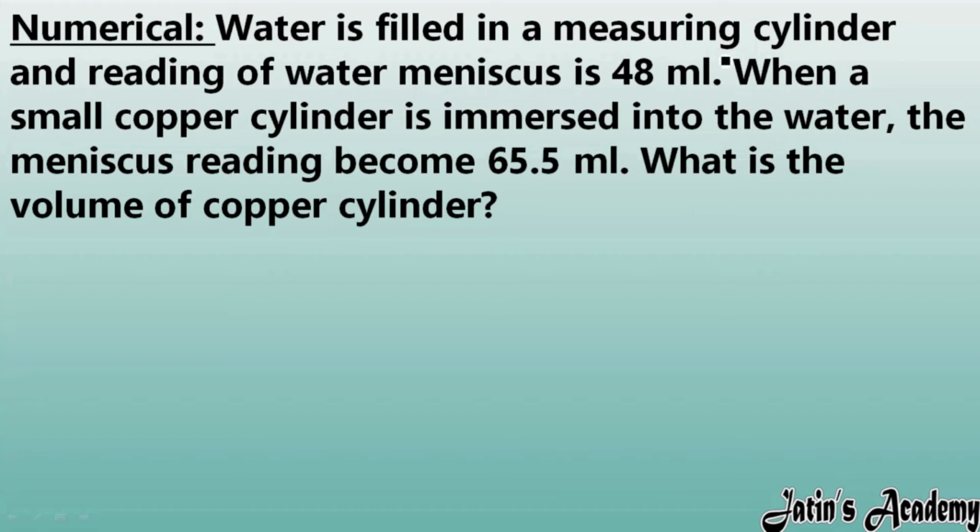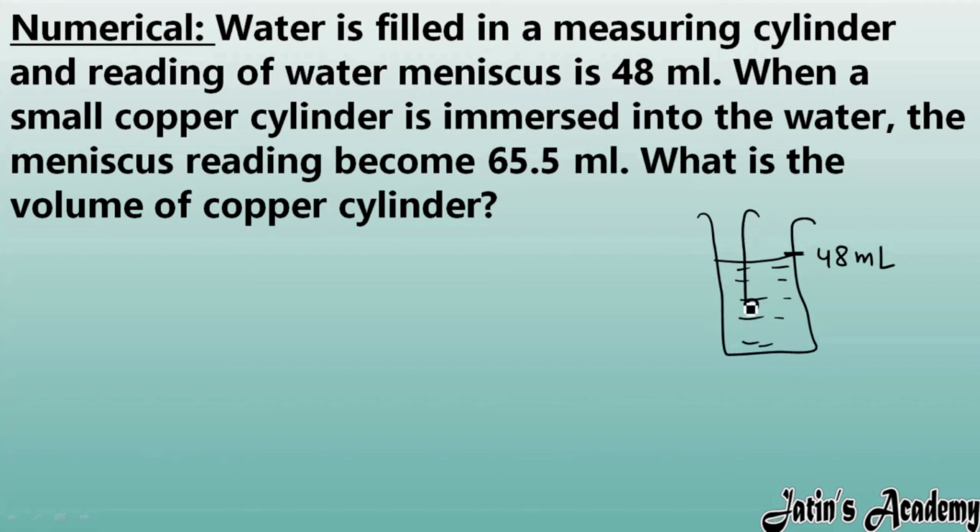Water is filled in a measuring cylinder and the reading of the water meniscus is 48 milliliter. Here water is filled in a measuring cylinder, and the water meniscus reading is 48 ml. When a small copper cylinder is immersed into the water, the meniscus reading becomes 65.5 ml. So the water level rises and reaches up to 65.5 ml.